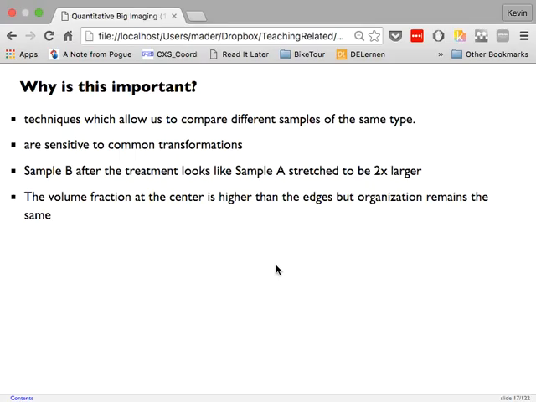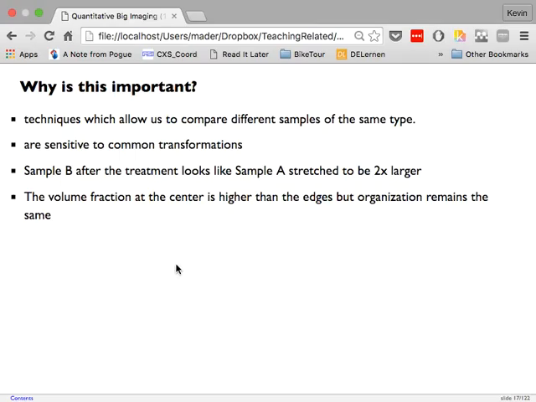And sample B after treatment looks like sample A stretched to be 2 times larger. And this is where you can't map everything in B directly to A, but you can quantify B in a way that you can then compare it to A and say that there's a stretch or it's 2 times larger. And I think this will be clear with some of the next examples that make this more concrete.